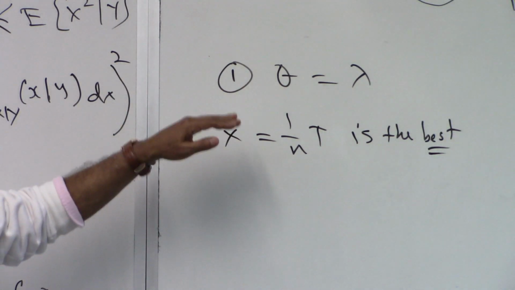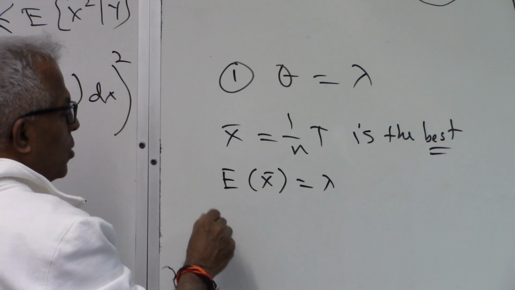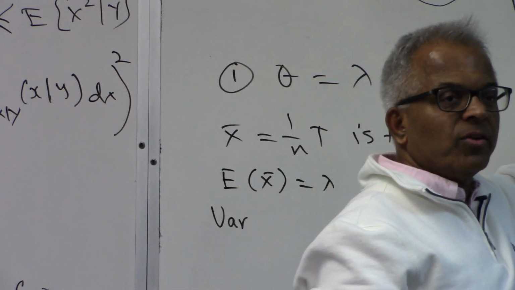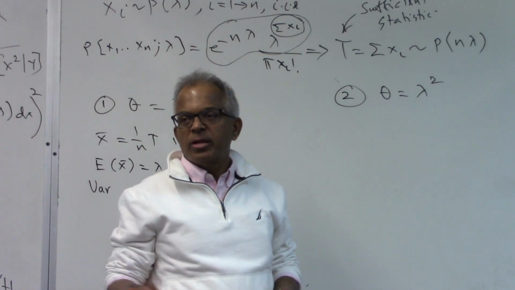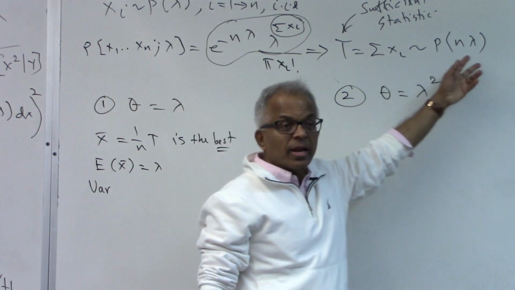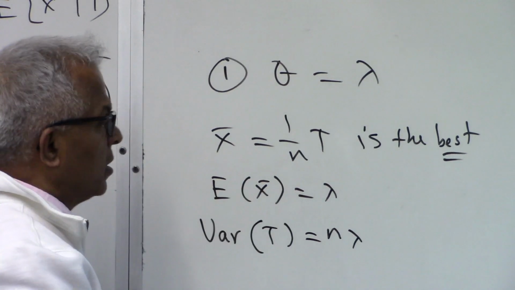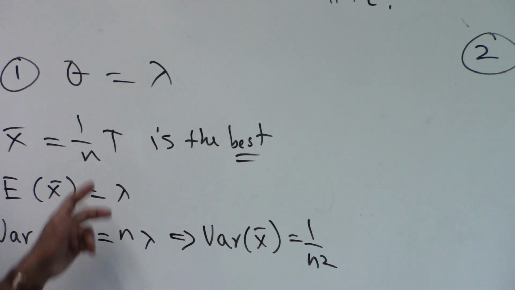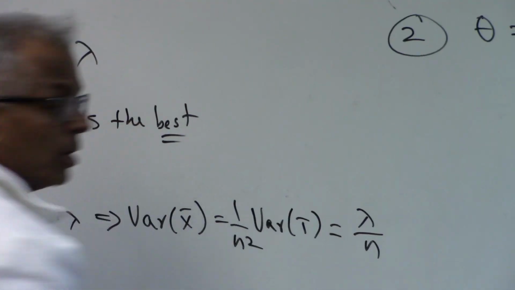I think we did this, but I'll quickly do this. So its expected value is lambda. And what is its variance? What is the variance of T? Anybody? What is the variance of a Poisson random variable? Not lambda squared. For Poisson, the parameter is the mean and variance, right? So variance is also n lambda. So the variance of T is n lambda. So what is the variance of X bar, this unbiased estimate? The variance of X bar is 1 over n squared times the variance of T. You see that it's a constant, it comes out as a square. So that's going to be lambda over n.